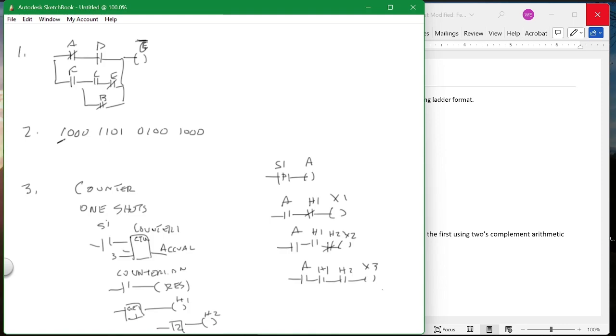This is tricky. This is scan-dependent logic, and that's where you fell into a trap, most of you, and that's why I took off 3 points. I didn't take off a lot, but I took off 3 points. All right, does that make sense?